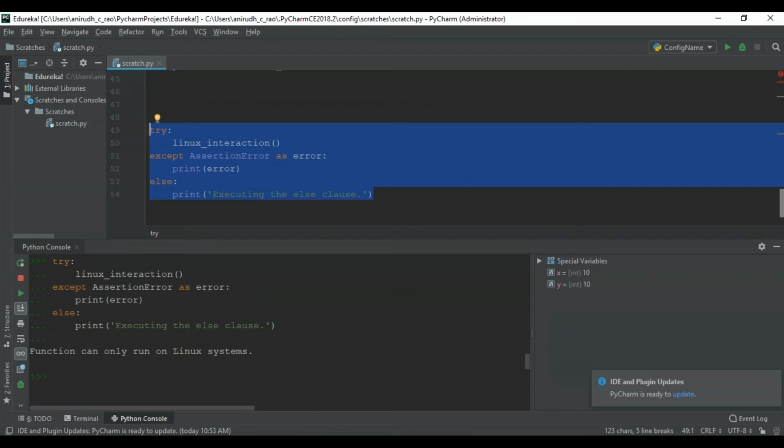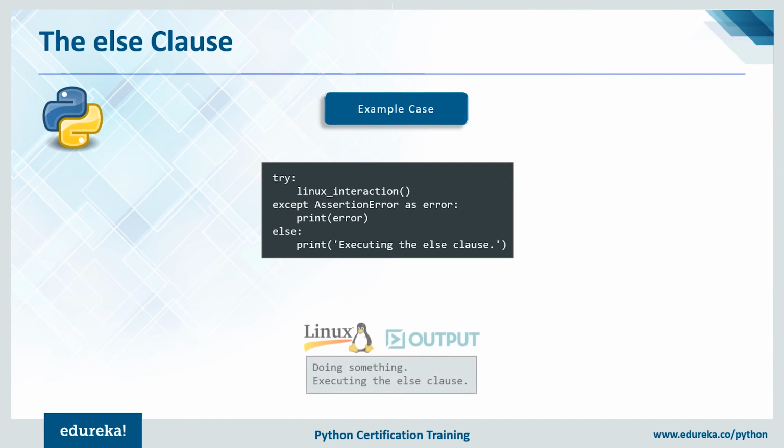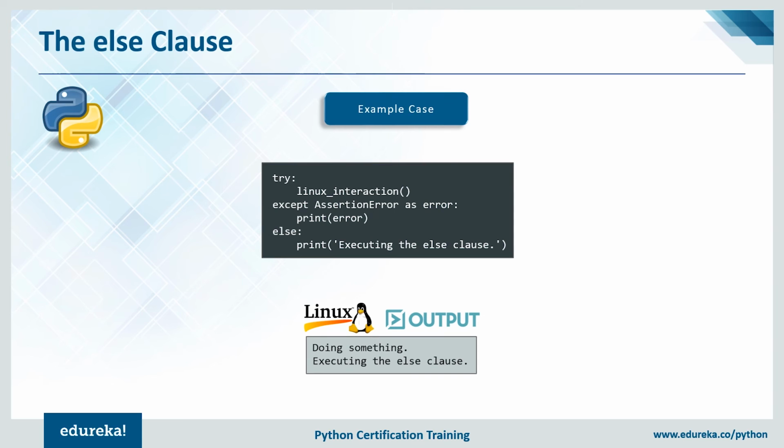As you can check out in the output, it says the function can run only on Linux systems, right? In this case, I have a Windows machine, so we are not printing the else clause here. But if you are running this on a Linux machine, this is the output that you would get, guys. It says doing something and executing the else clause, correct? This happened because the program did not run into any exceptions, right? So the else clause was executed.